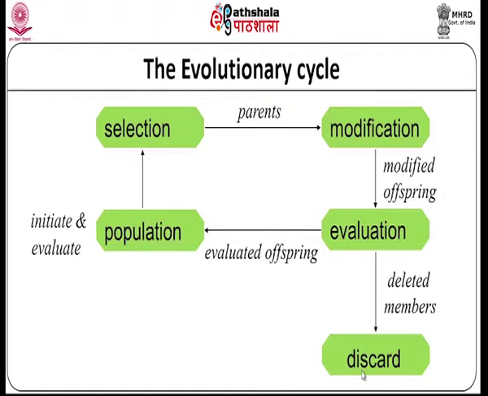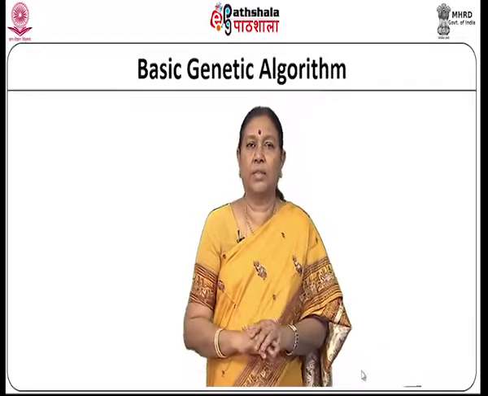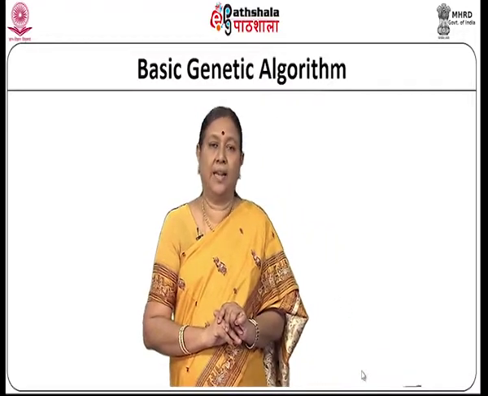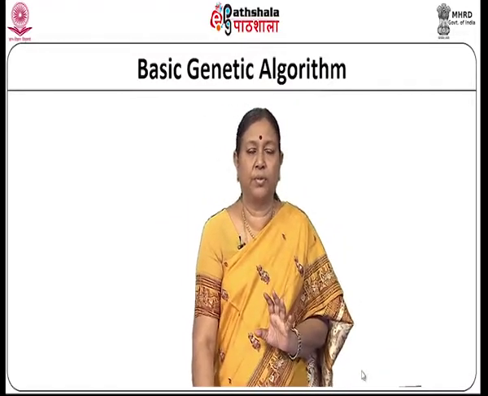So, what you do? You select, we have not gone into the details, you select the parents, select the good ones, do some modification, create children. From the children you take only those children that are fit or are good and put it back into the evolutionary cycle, otherwise you discard them. That is the evolutionary cycle. Now, let us go to the definition of the basic genetic algorithm. That is what we are going to do now.